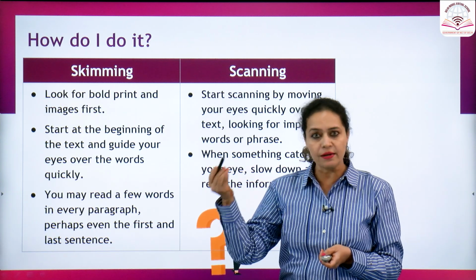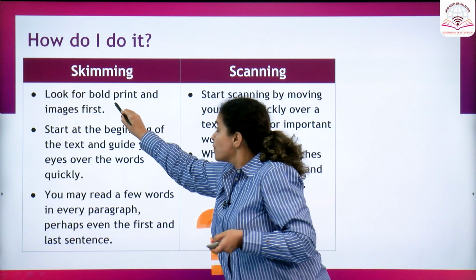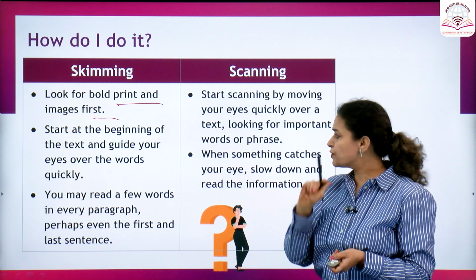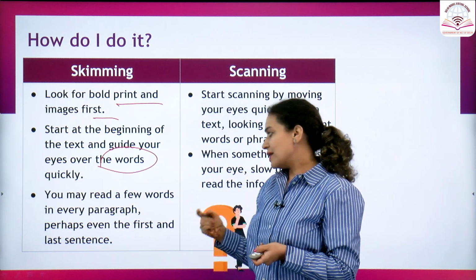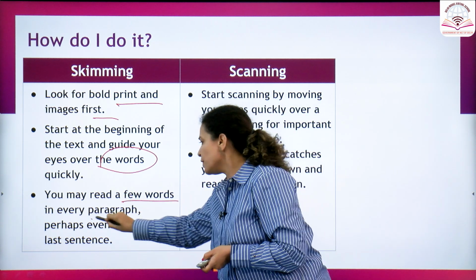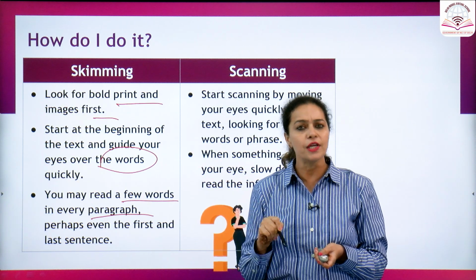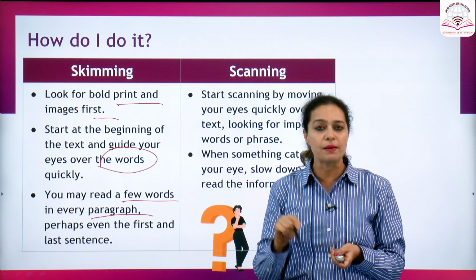So again, there is some step for that. First of all, for skimming, we need to look for bold prints and images first. Then we can start at the beginning of the text and guide our eyes over the words quickly. Last, you may read a few words in every paragraph, perhaps even the first and the last sentence. And then you would be able to gauge the main idea of the text just by skimming.